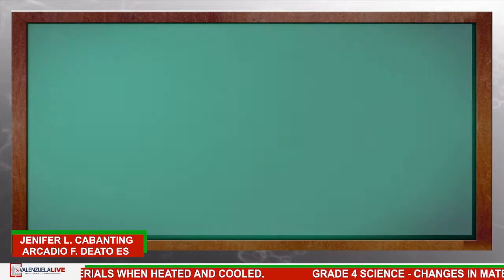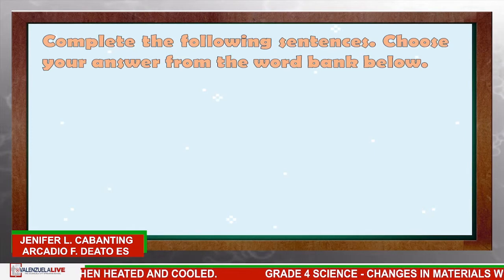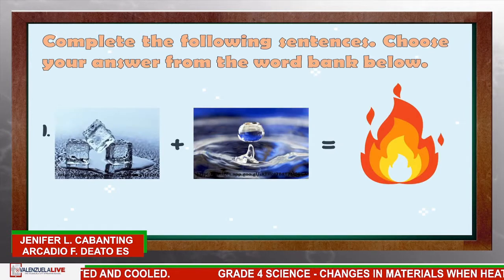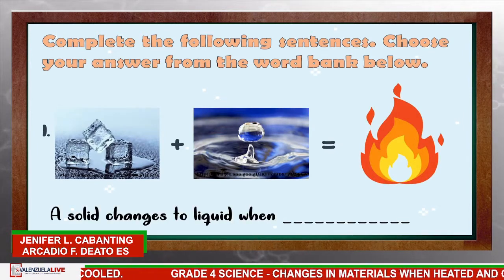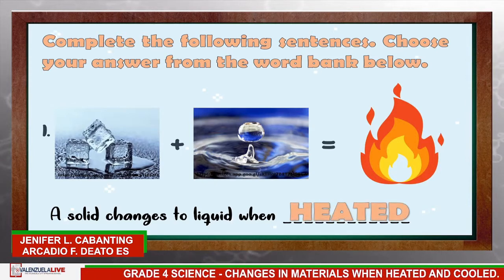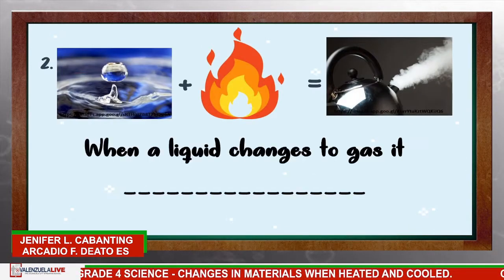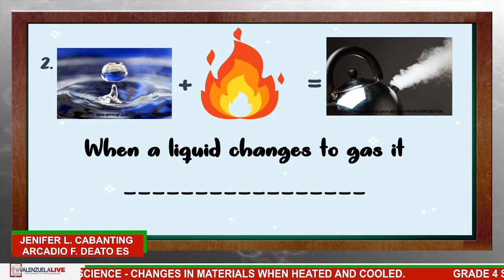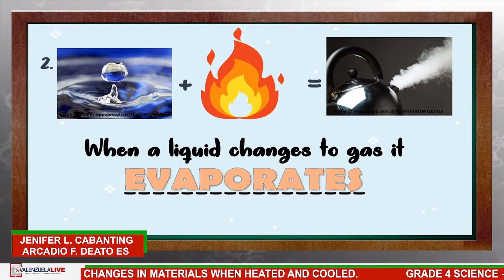Let's have some activity. Complete the following sentences by choosing the answer from the word bank below. Number 1. A solid changes to liquid when blank. The answer is heated. Number 2. When a liquid changes to gas, it blank. The correct answer is evaporates.